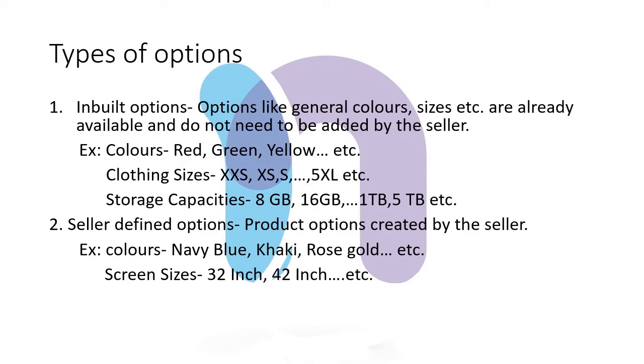There are two types of options. The first type is inbuilt options. These are the options that are already available and do not need to be added by the seller. General colors and general clothing sizes are already available. The second type is seller defined options. These are the product options that are created by the seller.